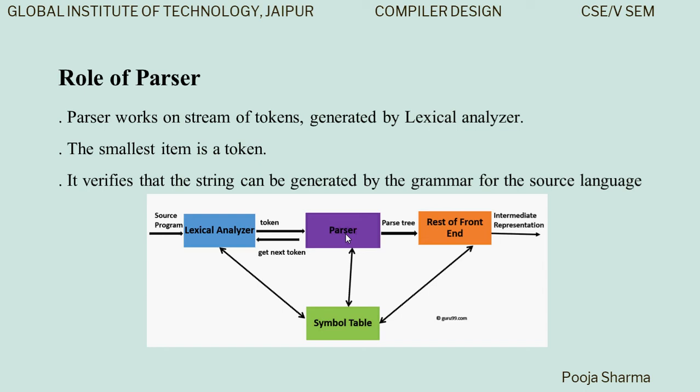But if after getting the token ID from the lexical analyzer, the parser asks for the next token, and the next token happens to be again ID, then the parser will understand that there is some grammatical mistake in the input. So it can flag that particular error: at this point there is an error, because it was expecting an operator and it is getting an identifier.